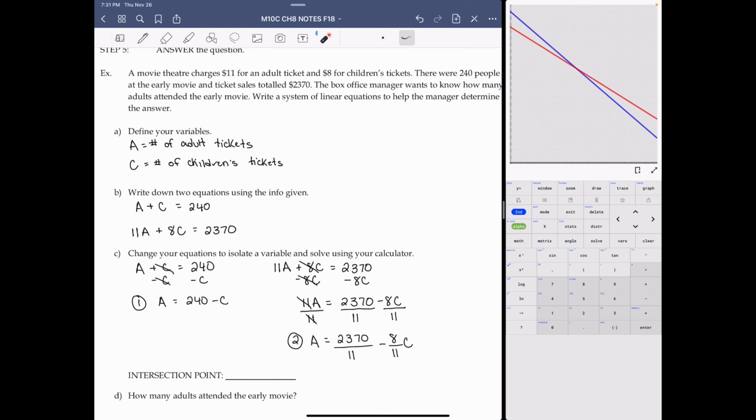Now we calculate it. TI users, second trace, number 5, enter, enter, enter. Casio users, push F5 and then F5 again. And it tells us that the intersection point is at an X value of 90 and a Y value of 150.